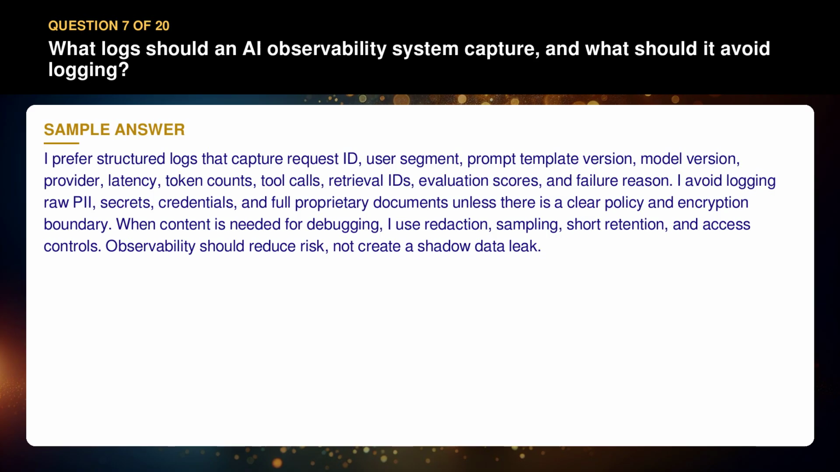I avoid logging raw PII, secrets, credentials, and full proprietary documents unless there is a clear policy and encryption boundary. When content is needed for debugging, I use redaction, sampling, short retention, and access controls. Observability should reduce risk, not create a shadow data leak.